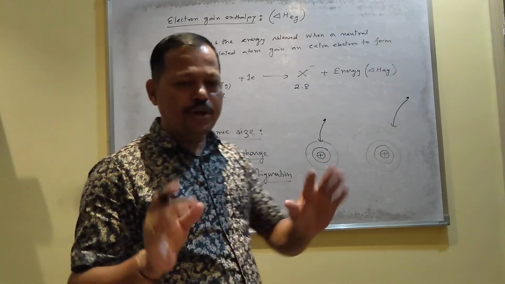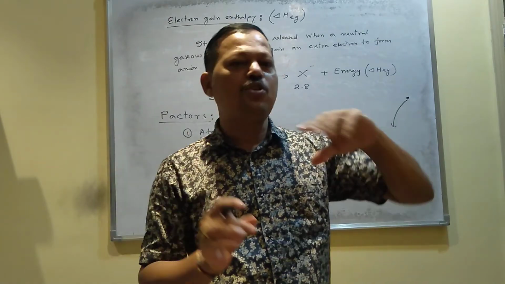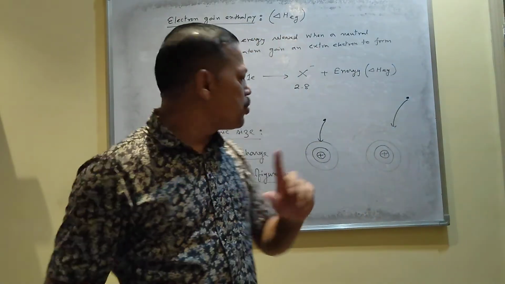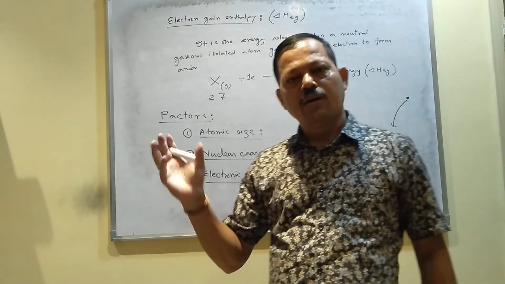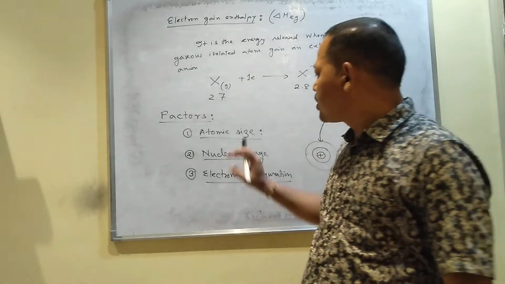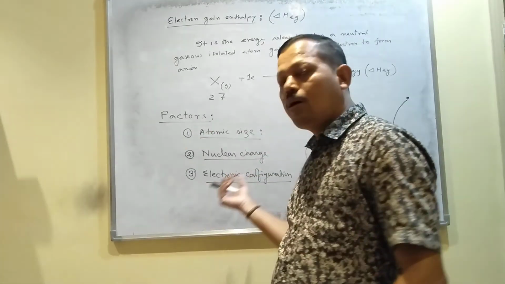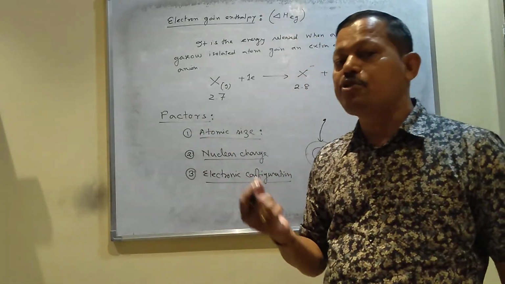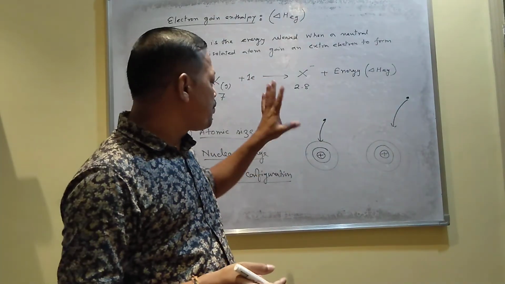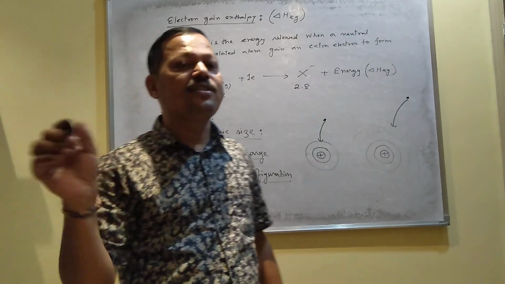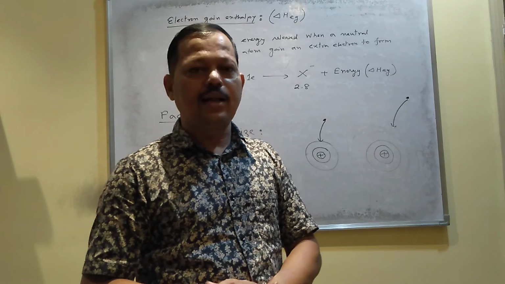That is why when you get 3 or 4 elements and you want to arrange them in order of increasing electron gain enthalpy, you follow these 3 factors. You see their sizes. If the size is small, electron gain enthalpy will be more. You see the nuclear charge. If the nuclear charge is more, all the factors you have to combine. Also you have to check the electronic configuration. If the electronic configuration is stable, for that type of atom electron gain enthalpy will be less. So by applying these 3 factors, you can arrange the elements by which one has more electron gain enthalpy and which one has less. Thank you.